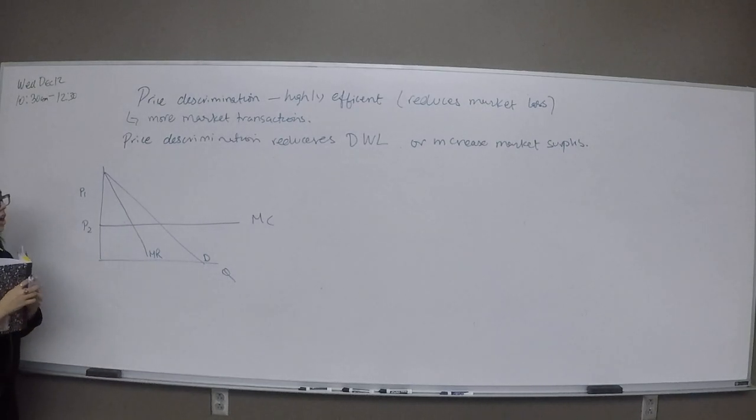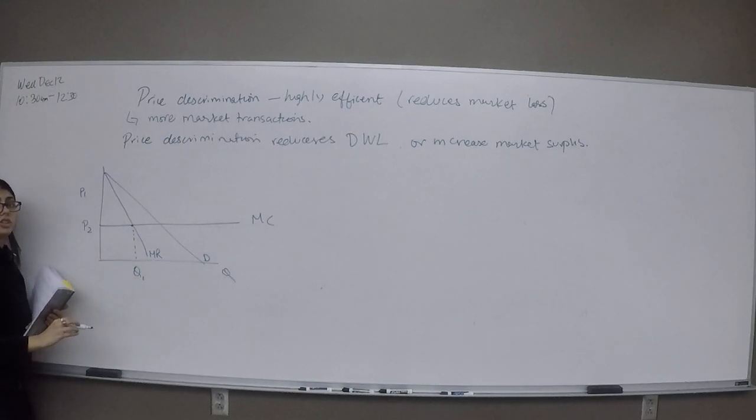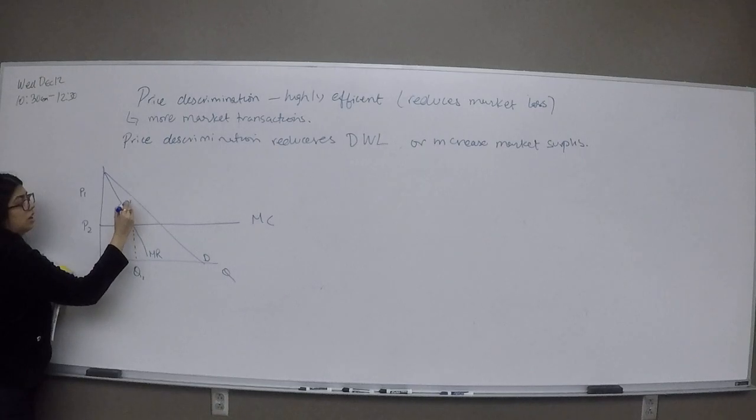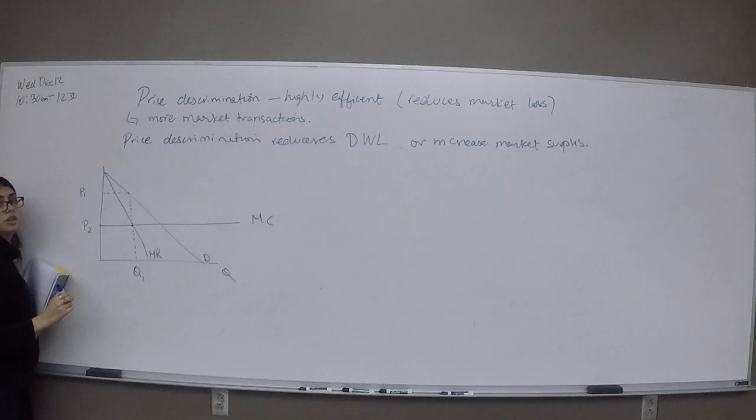So how much are monopolists going to produce? What's going to be the production quantity for a monopolist here? Where marginal revenue is equal to marginal cost, right? That's how much monopolists are going to produce. And what's the price they're going to charge? Go directly up from that quantity. That's the price they're going to charge.